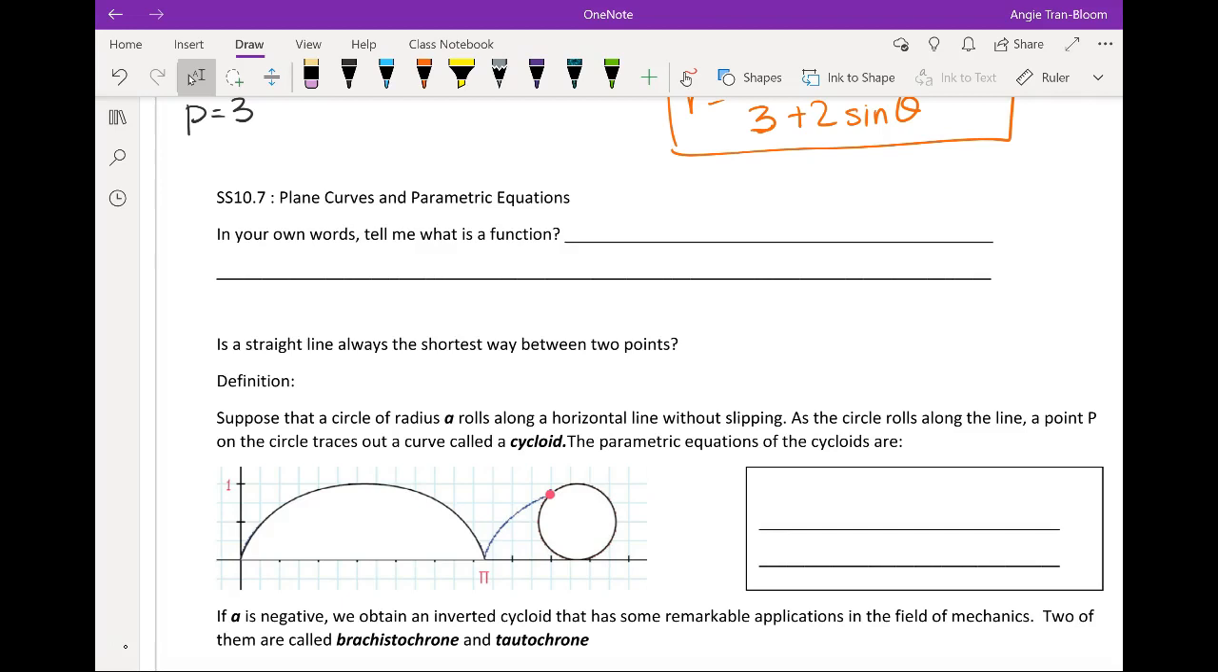Alex, what's your definition of a function? For every x value, there's only one y. That makes a lot of sense. Jacqueline, what is your definition? I said it's like an equation that passes the vertical line test, and like Alex said, there's only one y value for one x value.